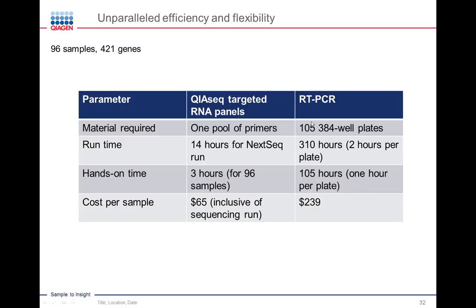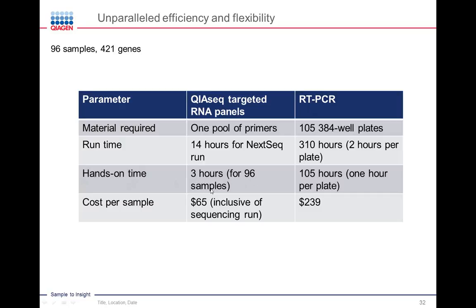Compare this to 105 384-well plates if you want to interrogate the 421 genes across 96 samples using real-time PCR. A huge difference in terms of the material required. The runtime: all it took us in terms of equipment runtime was 14 hours on a NextSeq, and we were able to analyze the 421 genes across 96 samples. It would have taken us about 310 hours if we used 2 hours per plate for real-time PCR. Hands-on time, roughly 3 hours for 96 samples.